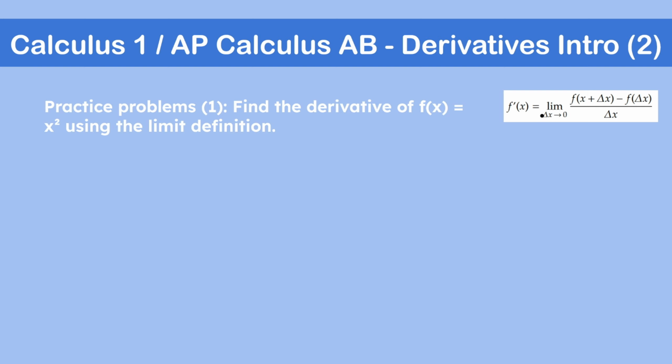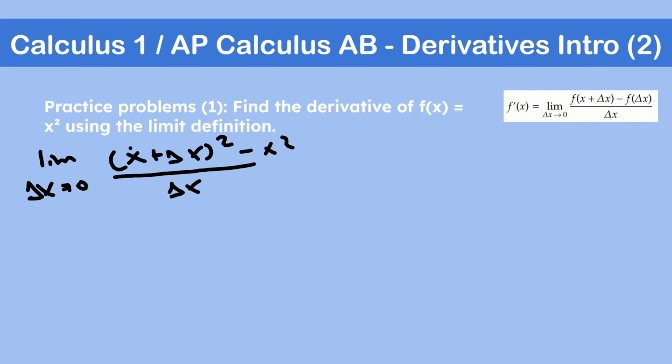So we have this formula over here. We have the limit as change in x approaches 0 of x plus change in x squared minus x squared over change in x. This part over here is just f of x plus change in x, because f of x is x squared, but you plug in x plus change in x.